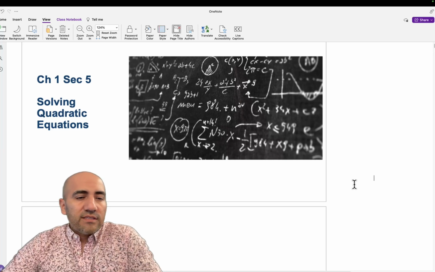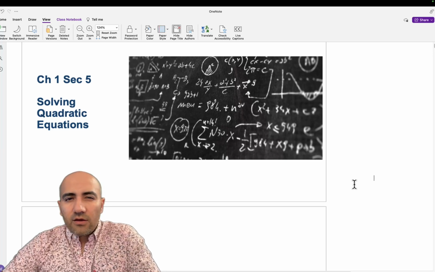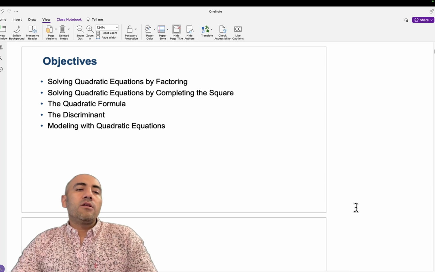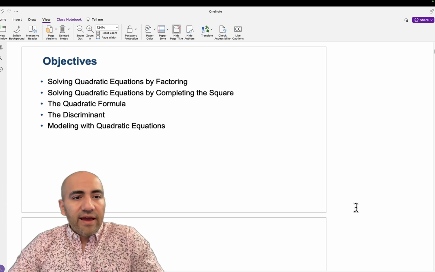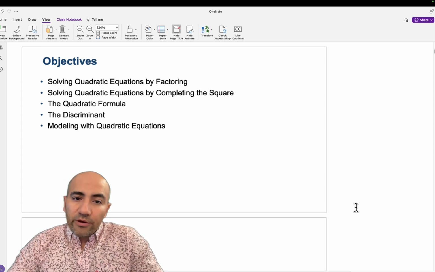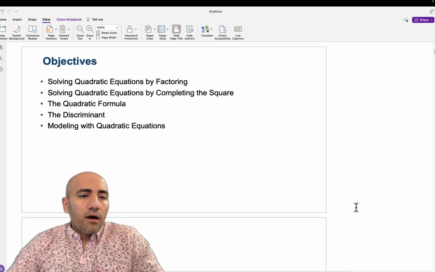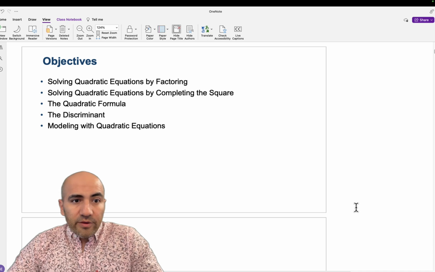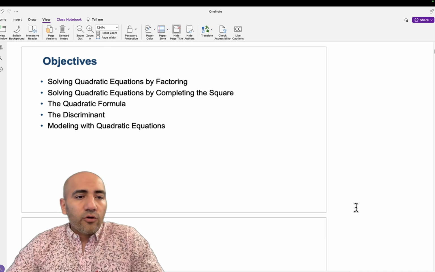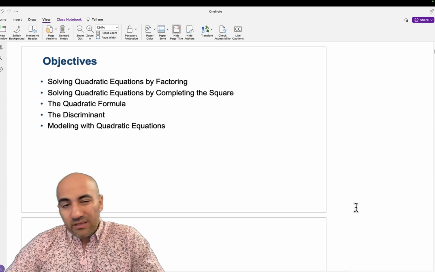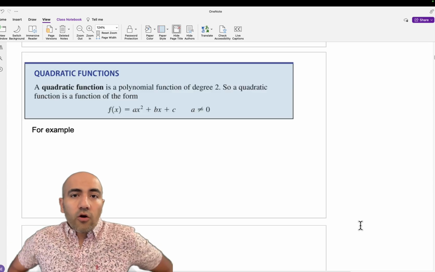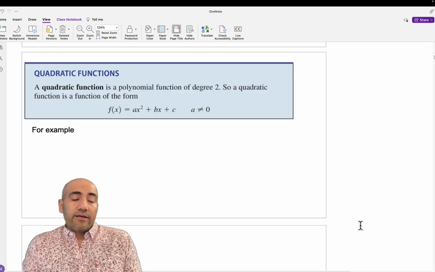Okay, Chapter 1, Section 5, Solving Quadratic Equations. So in this section, we're going to look at solving quadratic equations by factoring, solving quadratic equations by completing the square. We'll explain what that means. Using the quadratic formula and also deriving the quadratic formula. We're going to talk about the discriminant, and then we're going to do modeling with quadratic equations, which just means a word problem. Okay, so first of all, what is a quadratic equation?